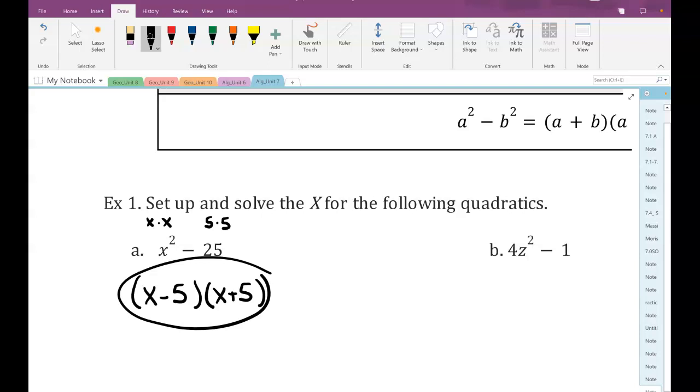How I know this will work: if I was to use my box method, my middle term would cancel out. This looks like a quadratic, but it's missing the term in the middle, our x term, or our b term we would call it. That's because in our diagonal in our box, it would cancel out.